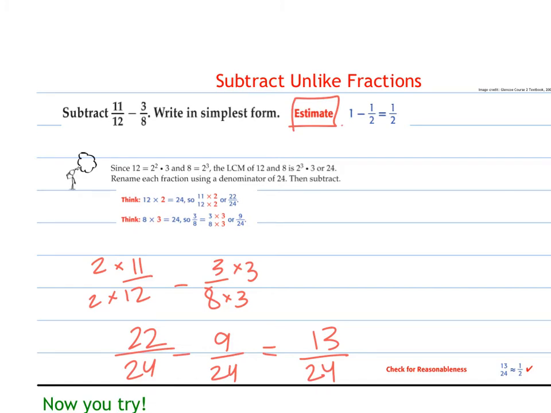11/12 is really close to 1, and 3/8 is close to half. 1 minus a half is 1/2, and 13, that's what we're doing down here to check. 13/24 is close to half, so that means that my answer makes sense. It's reasonable.